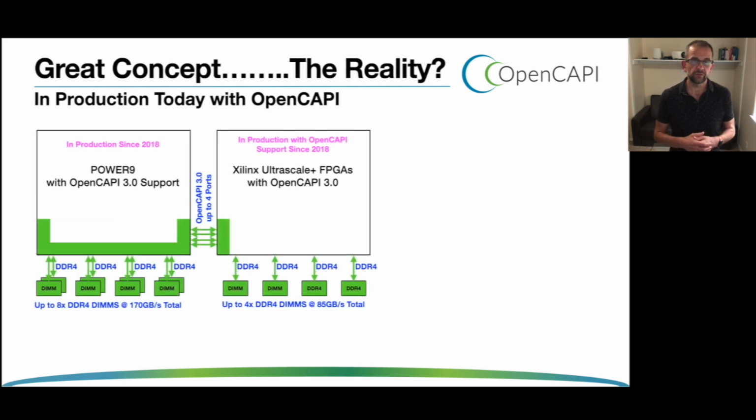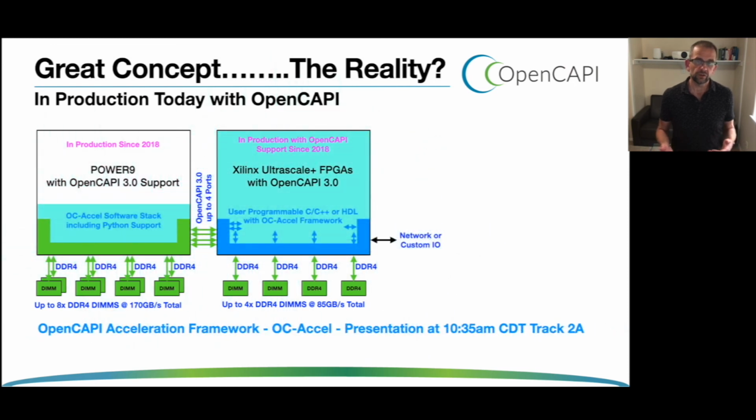So putting that pictorially, what's in production today, the Power 9 and the Xilinx FPGAs, and we've got this OpenCAPI interconnect and the memory sharing going on here. Additionally, there's been a lot of work going on in the FPGAs called Open Acceleration Framework, OCXL, which really brings the OpenCAPI framework in the FPGA to connect memory and external networks into it, and also make it much more easy to program your FPGA with your application in C or HDL. And on the software side, we've got the software stack, including Python support.